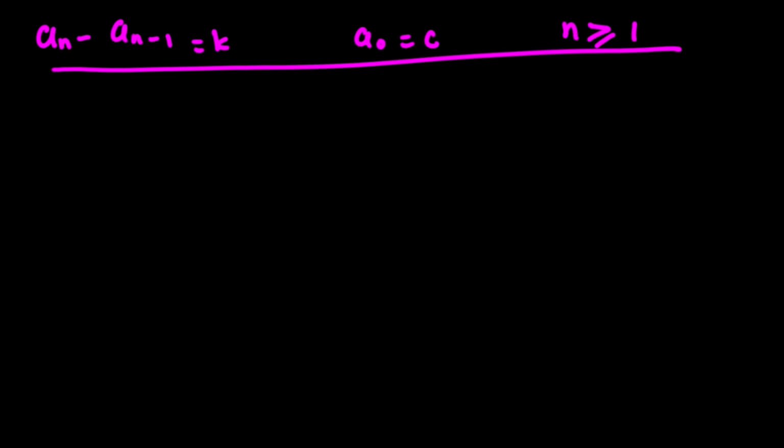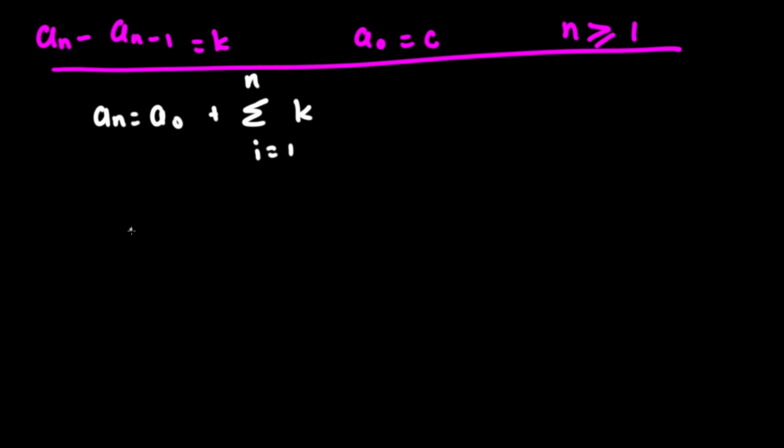Okay, now let's look at another one. Whenever you have something like this, whenever you have an minus an minus 1 equal to k, and the initial one a0 is equal to c, and they have set a condition n is greater than or equal to 1, whenever you see a situation like this, the general pattern is always going to be this one. An is equal to a0 plus summation of i is equal to 1 to n of k. It's always going to be like this.